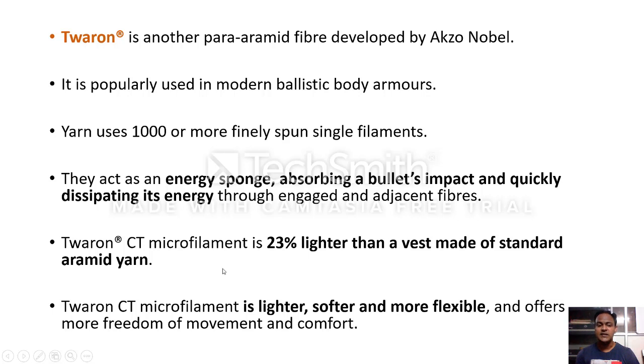Another advantage is, this microfilament vest is 23% lighter than a vest made up of a standard aramid yarn. So you can see how the weight reduction takes place with the advancements, so the material's weight is also less, and also it gives effective ballistic protection. The material Twaron CT filament is lighter, softer and more flexible, and offers more freedom of movement and comfort, which is very advantageous.